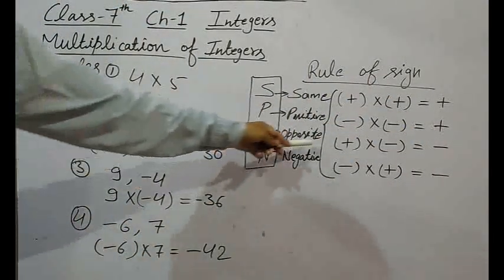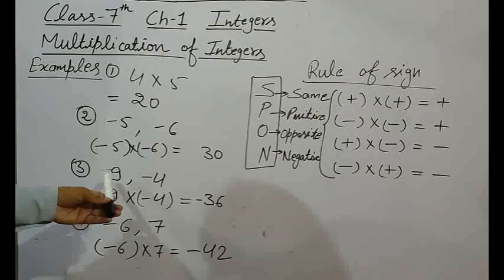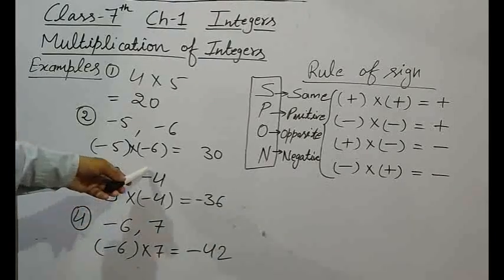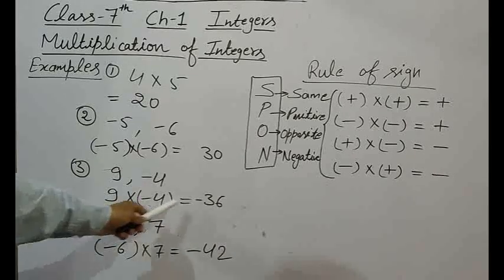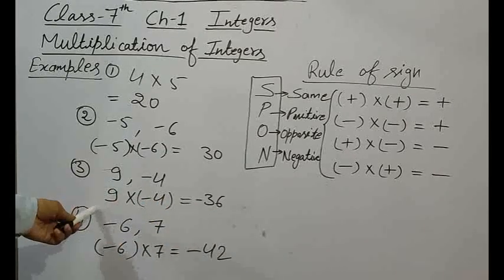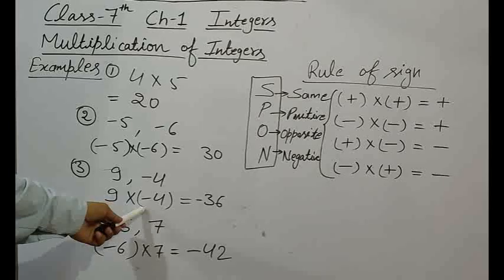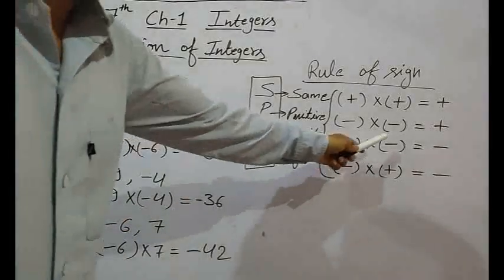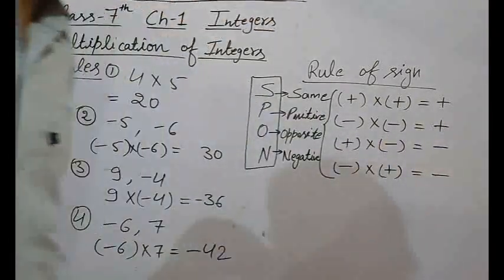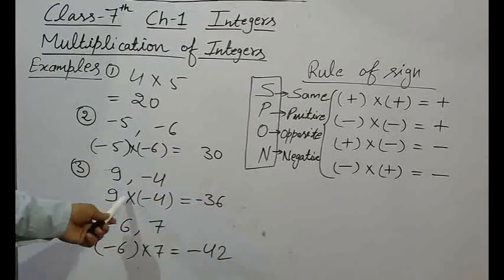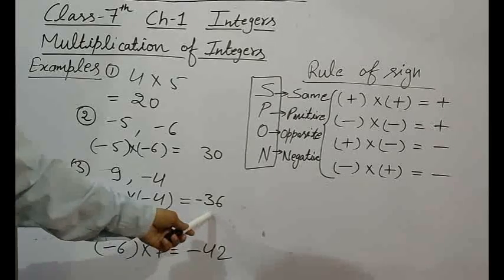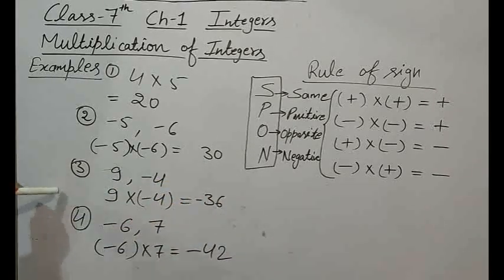And we take another example, one positive integer and one negative integer. After multiplying, 9 times 4 is 36. One integer is positive and one integer is negative. So plus multiply minus is equal to minus, so we put the sign of minus. So 9 multiply minus 4 is equal to minus 36. This is a negative integer.